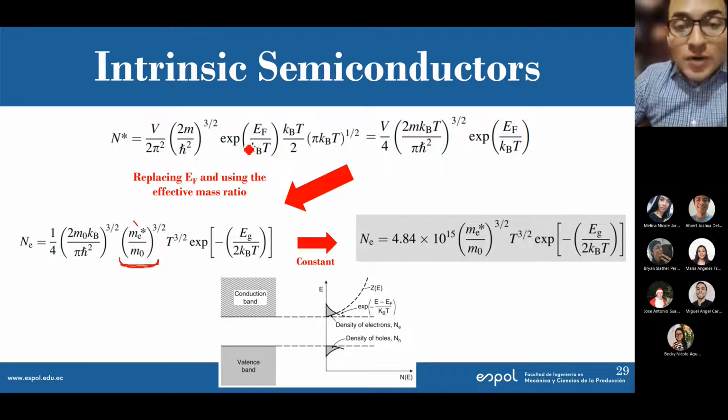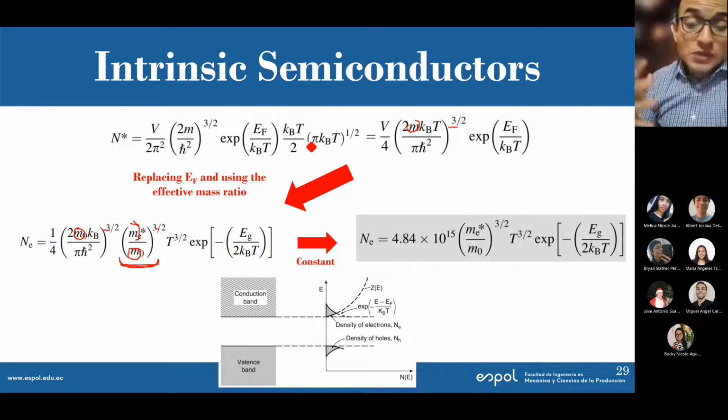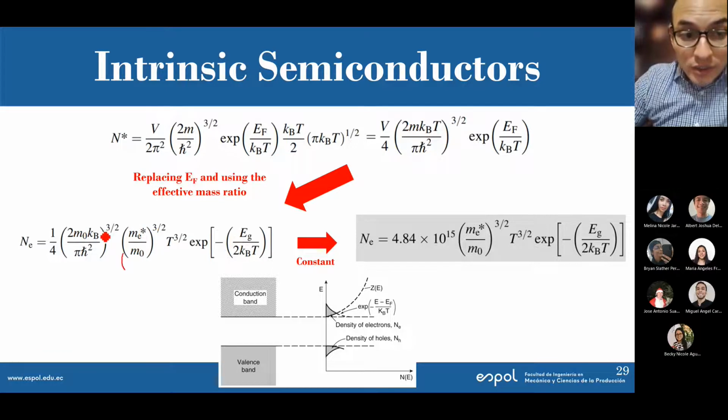And this term doesn't really break the law, because at the end you're still multiplying, since you have m naught here to the 3 halves, and you're dividing by m naught to the 3 halves. So at the end, you're just multiplying by a term that is mass to the 3 halves, right? You're not really modifying a lot, you're just making this more realistic, introducing this whole term right here, that is the effective mass ratio, right? I'm just dividing the effective mass of the electron by the mass of the electron at rest, the mass of the electron that we all know.